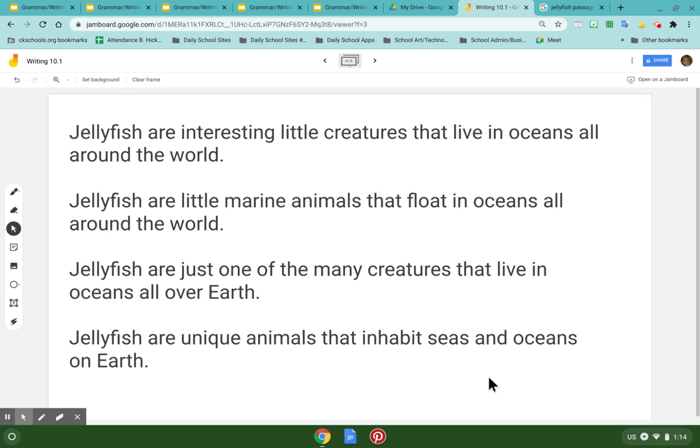Now, what I did is I wrote these rather fast today, didn't I? Because I know how to write a topic sentence, but did you notice that it's jellyfish? They're little animals or creatures. They live in the oceans all around the world or all over Earth. They're unique. We could talk about how they're unique in this one. I used a better word for live, but none of these really give facts yet.